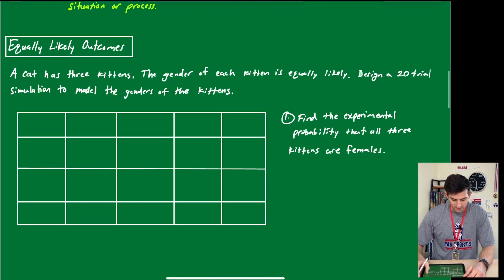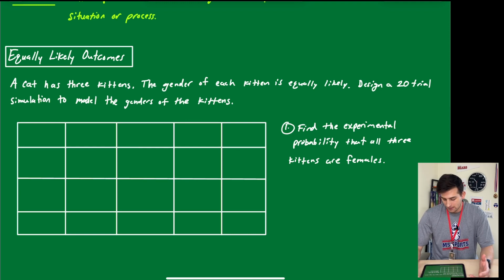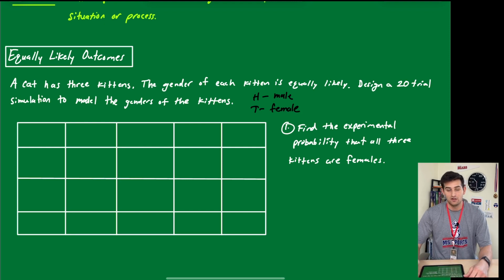It says a cat has 3 kittens. The gender of each kitten is equally likely. Design a 20-trial simulation to model the genders of the kittens, and then we're going to find the experimental probability that all 3 kittens are females. So a simulation that we could use would be flipping a coin. On a coin we have heads and tails. Let's let heads represent the gender of male, and let's let tails represent the gender of female.